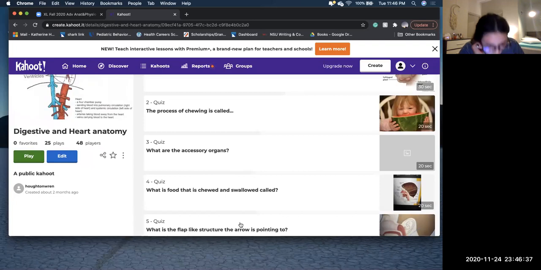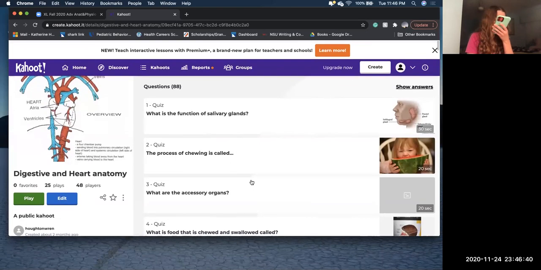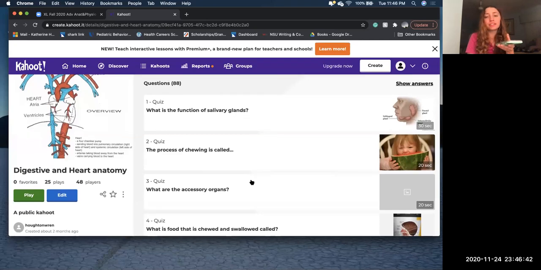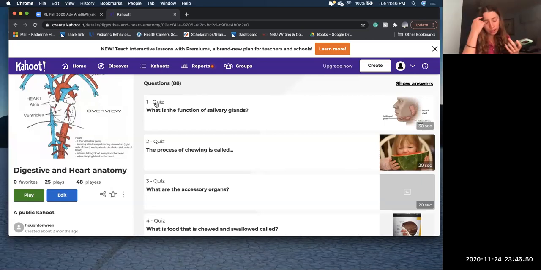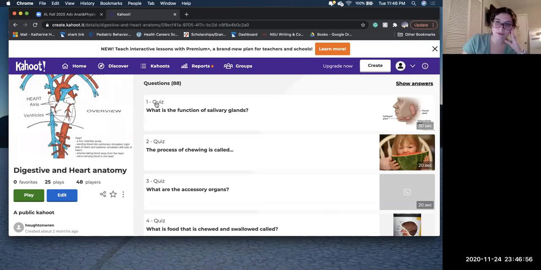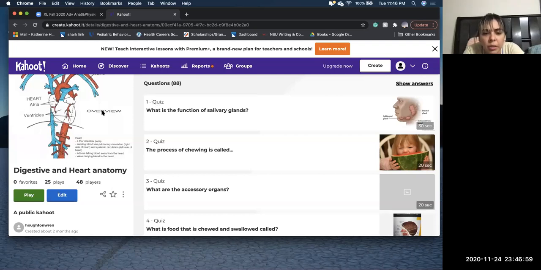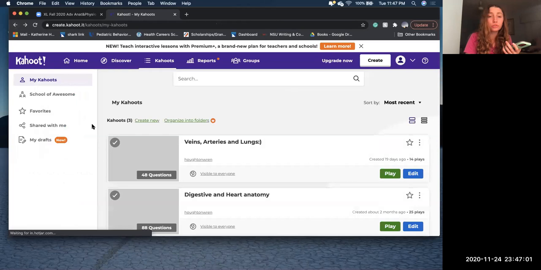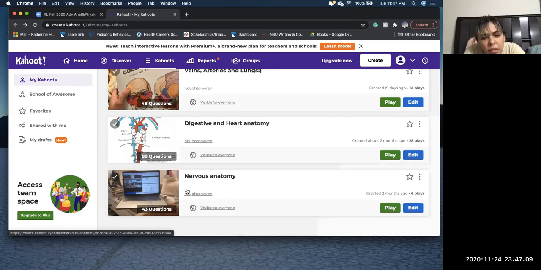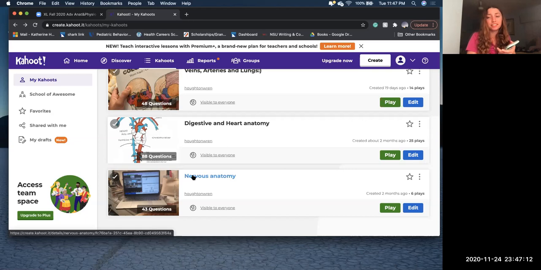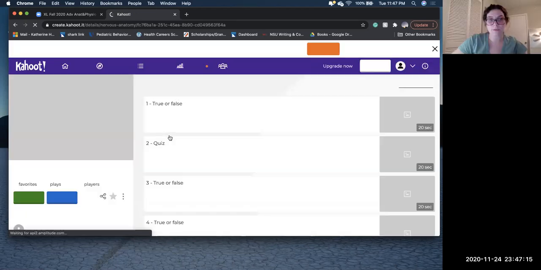Oh, you don't even see me. I'm just looking down. So do you want to play this one or the other one? Or do you want to play the girl one again? No, the one with the brain, the neurons. The nervous system. That one's not it. That's digestive and heart anatomy. Do you want to do this one? It's a nerve one. We could do it again. I haven't played it. We did that one last time.